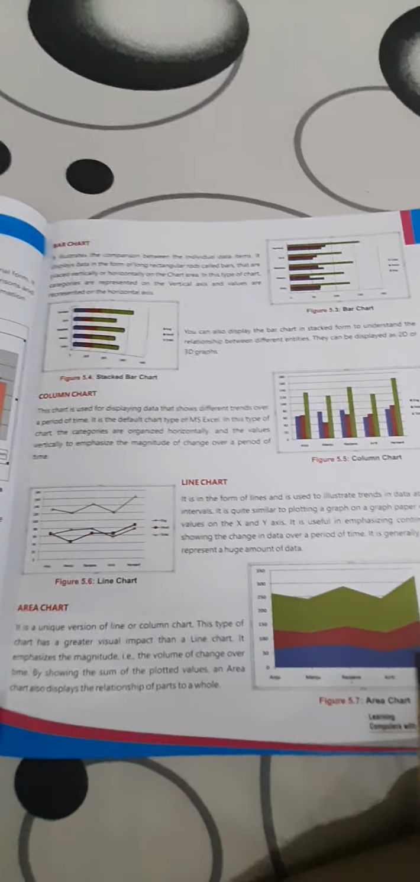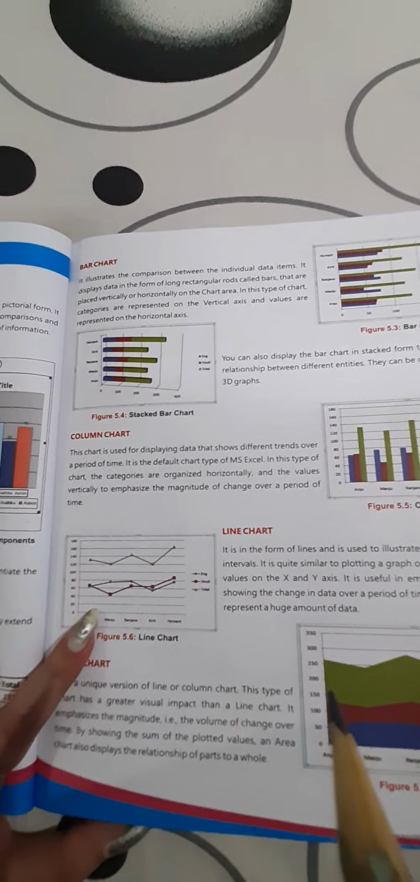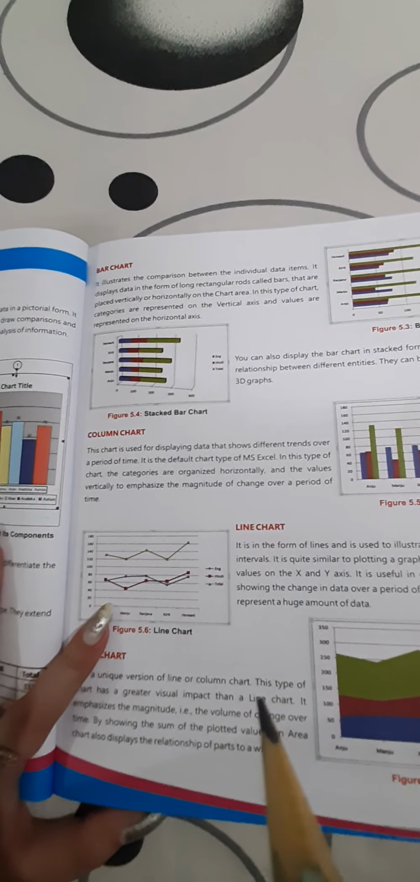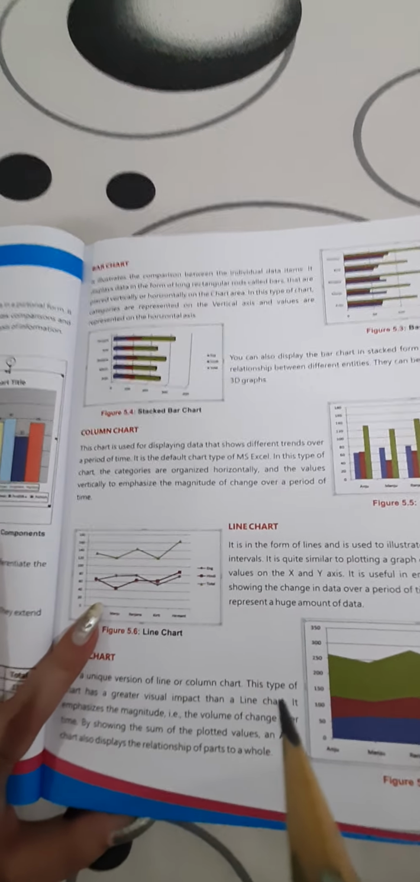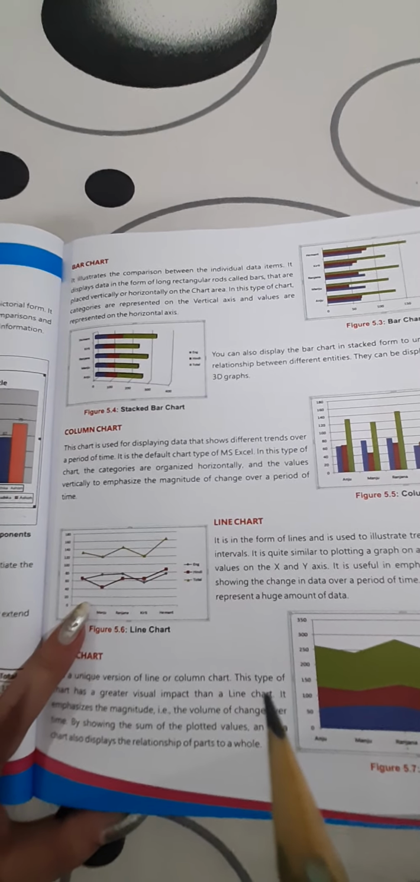Now students, let's come to the types of charts we have. Excel gives different types of charts. First is the bar chart. It illustrates the comparison between individual data items. It displays the data in the form of rectangular rods called bars. They are placed vertically or horizontally on the chart area.